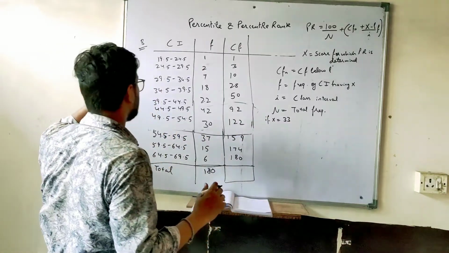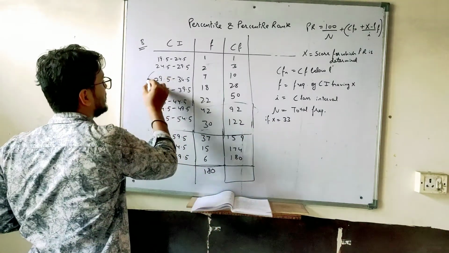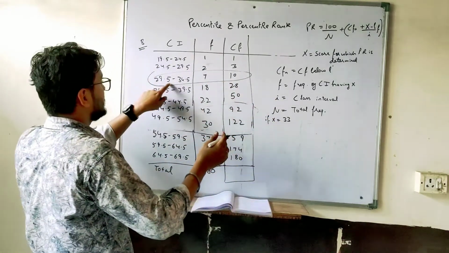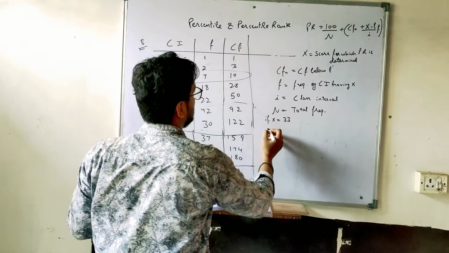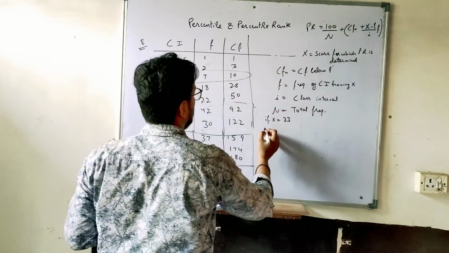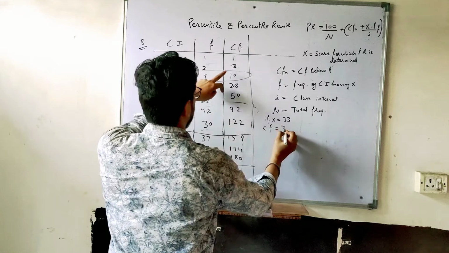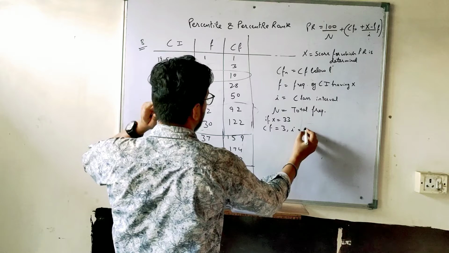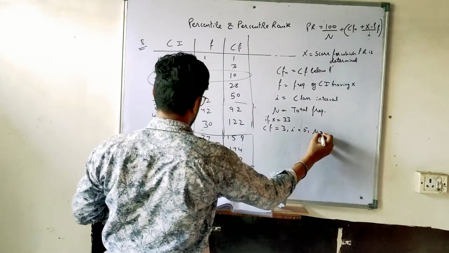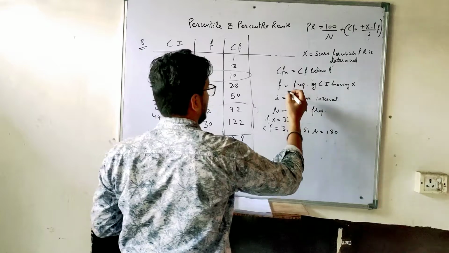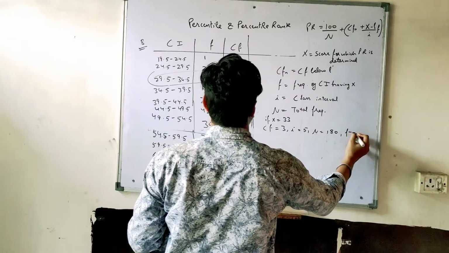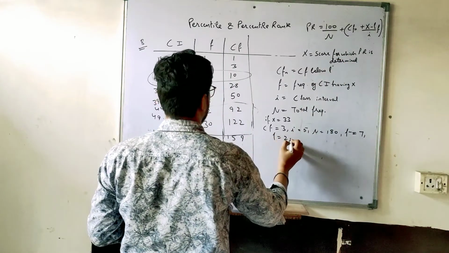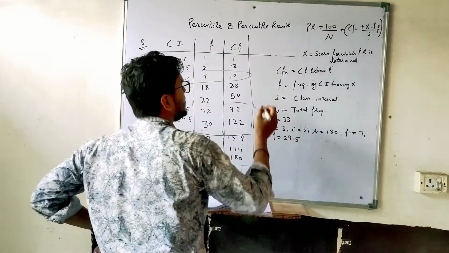See, in which class will 33 lie? In this one, right? So the score 33 lies in this range. CF for it will be 3. i is equal to 34 minus 29, which is 5, and N is the total frequency, 180, and f is equal to 7, and L is the lower limit, which is 29.5, right? So let's put the values into this formula.